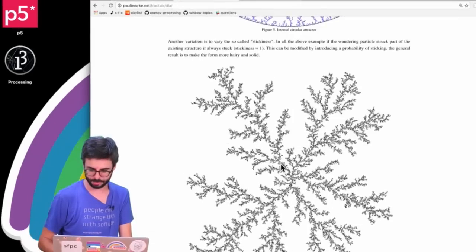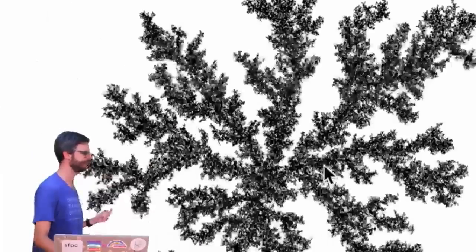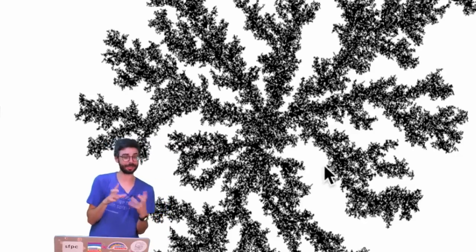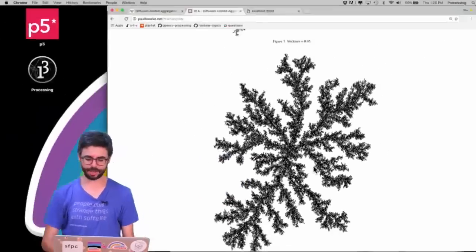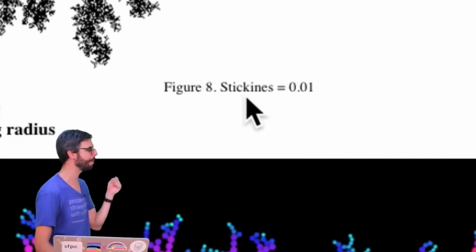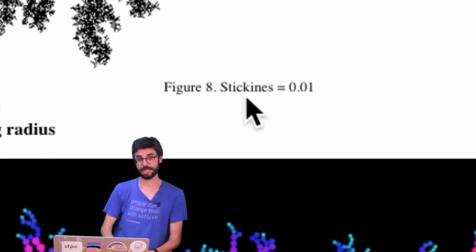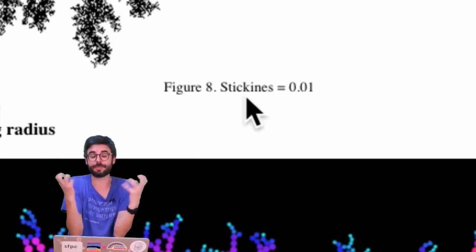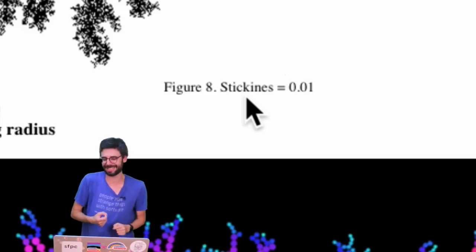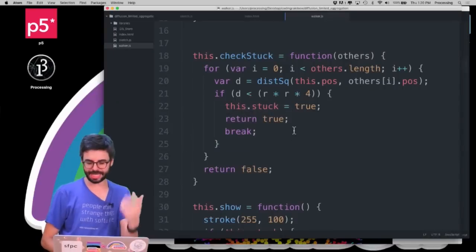Look at this particular image. Now as I scroll down, look at this particular image, and look at this particular image. There's a kind of density or fuzziness or almost hairiness to it. And what you can actually do is, it's called stickiness. You can have a probability. When it touches something that's part of this tree, this diffusion-limited aggregation thing that's growing, you could have a probability that it gets stuck rather than automatically getting stuck. So I think that's something interesting to add.